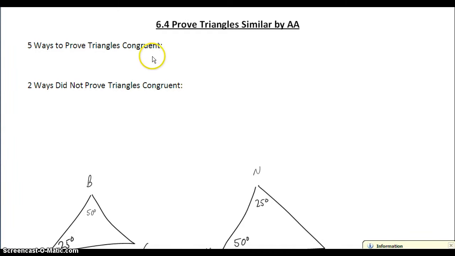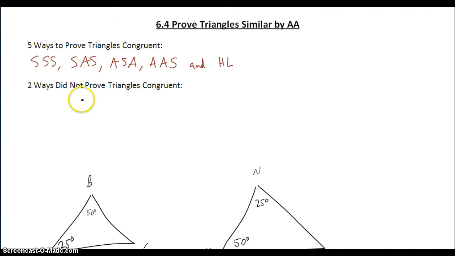Previously, we studied 5 ways to prove triangles congruent. Those ways were side, side, side; side, angle, side; angle, side, angle; angle, angle, side; and hypotenuse, leg. We also looked at 2 ways that didn't prove triangles congruent. They were side, side, angle, and angle, angle, angle. Today, I want to take a closer look at angle, angle, angle.